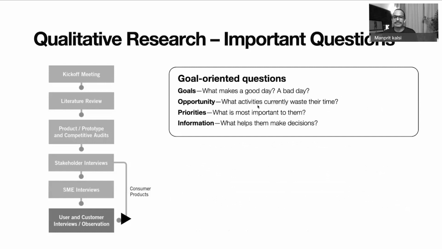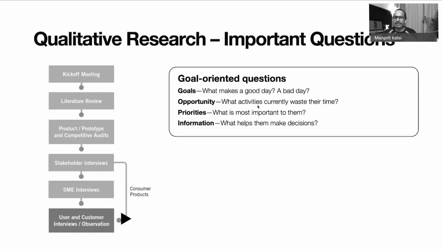So your opportunity is basically what activities currently waste their time. When you're creating the new design or experience, we should remove those hurdles. Priorities are the most important features or tasks that they fulfill on the app, and information is what helps them make decisions.